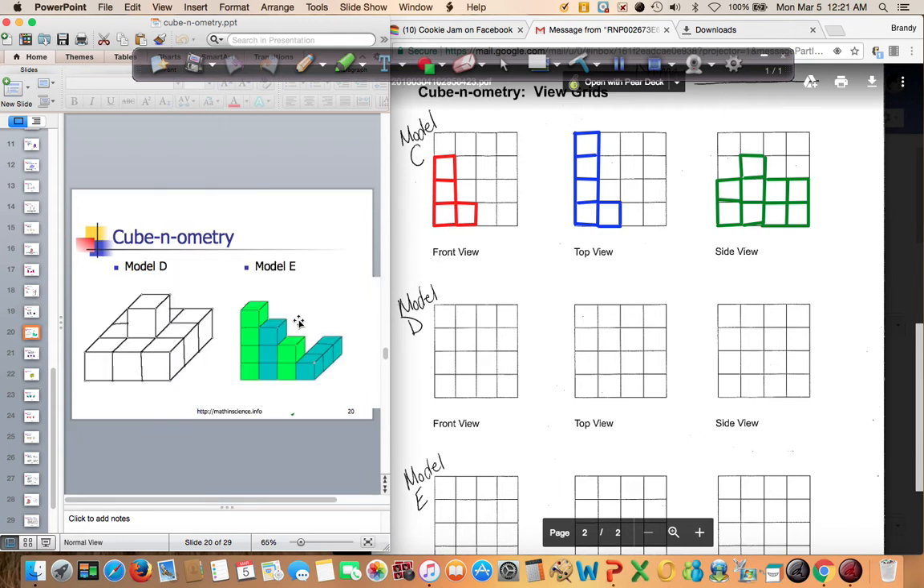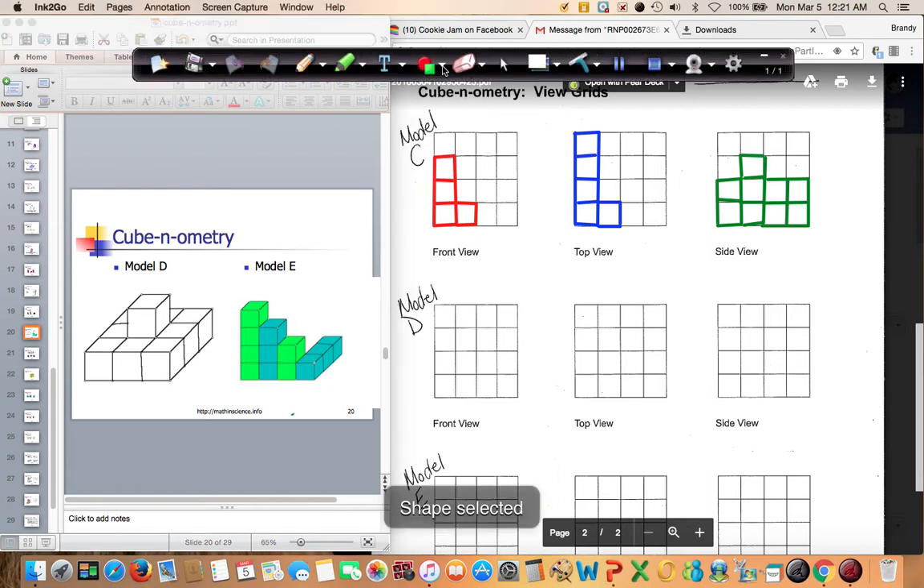Okay. So, model D and E. Alright, so here, instead of marking over here, I'm just going to mark it here and see if you guys can get it. So model D, I have 1, 2, 3 blocks. And, oh, I'm sorry, I should be looking at the front. If I'm looking at the front, all I can see are these 3 blocks and this guy right here. That's all I can see from the front. So I would have these 3, and then 1 up right in the middle.